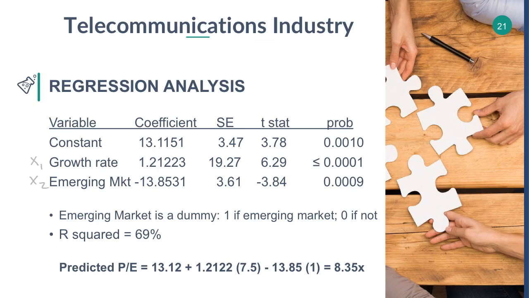We see that the t-stat for each variable is robust, so we can use the coefficients for a predicted PE model. If we drop in the information for Telebras, including their growth rate of 7.5% and the fact that they are in an emerging market, we'd get a predicted PE of 8.3 times. So despite having a low multiple, the company appears to be fairly valued, maybe even slightly overvalued at 8.9 times, when explicitly accounting for both growth and risk.